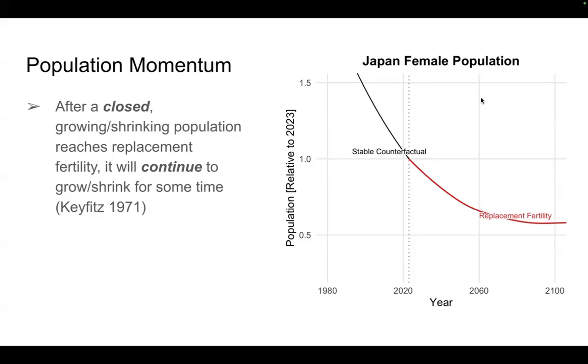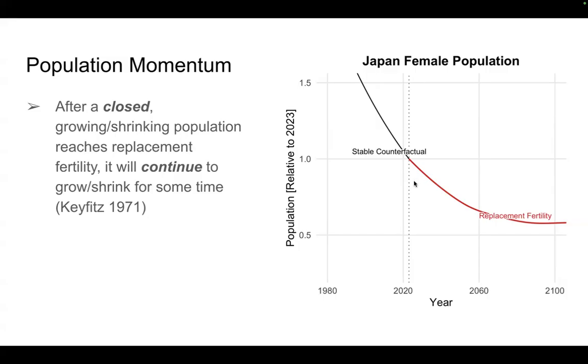And so here on the right, I just have an example of the female population of Japan. This is normalized to be 1 in 2023 on the y-axis. That's just population size. And then we have the year on the x-axis. And so right at this dotted line, where we assume the population was shrinking stably beforehand, which I know is an assumption, but we'll talk more about that, we just assume that at 2023, the population reaches replacement fertility. So 2.1 kids, or around then, whatever it looks like.